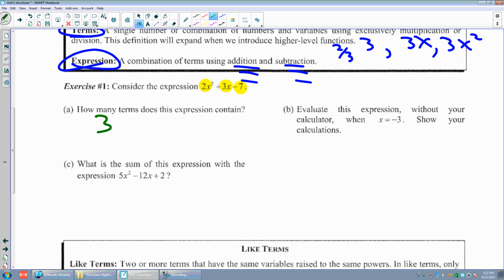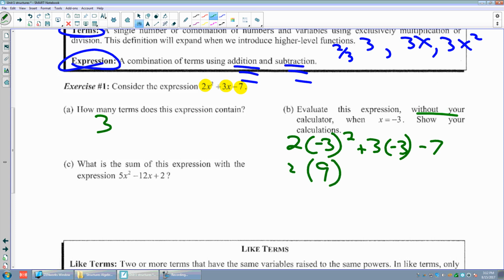Evaluate this expression without your calculator when x equals -3. Why are we doing it without our calculator? Because every time you have a negative number, we have to remember that a negative times a negative is a positive. -3 squared is 9 times 2 plus. Now, I can do that. 3 times -3 is -9. Then minus 7. So 2 times 9 is 18, plus -9, minus 7.